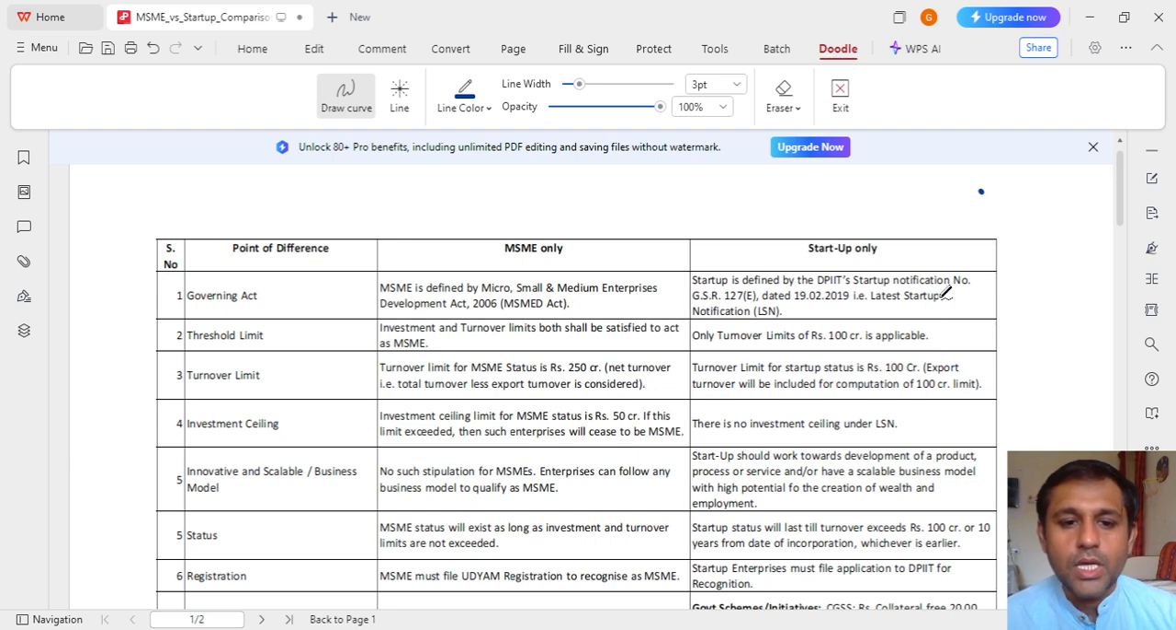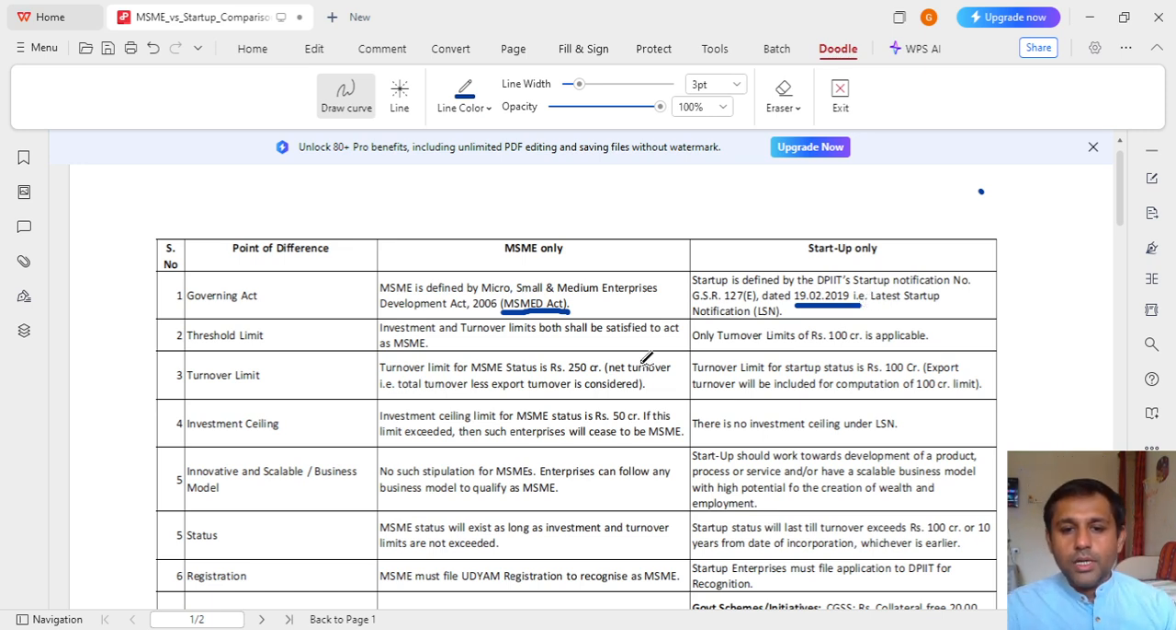So let's begin. MSME means micro, small and medium enterprises. It is registered under the MSMED Act 2006. That is a prerequisite to get registered as an MSME or to qualify as an MSME. On the other hand, startup is defined by DPIIT's notification dated 19 Feb 2019. This is the latest startup notification, which says that there are certain rules and regulations which qualify an entity to be called a startup, and there are certain thresholds which we will discuss.